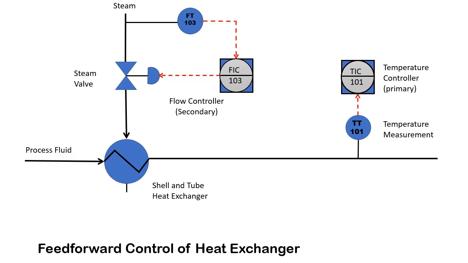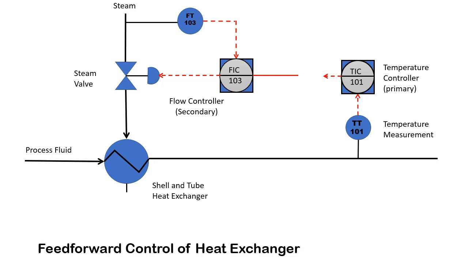Now, we have already talked about cascade control. Here our primary thing that we want to control is the temperature of the process fluid at the outlet of the heat exchanger, right? So temperature is our primary controller and flow is our secondary controller. The output of the temperature controller basically goes into the flow controller as a set point. So this is basically our cascade control system.